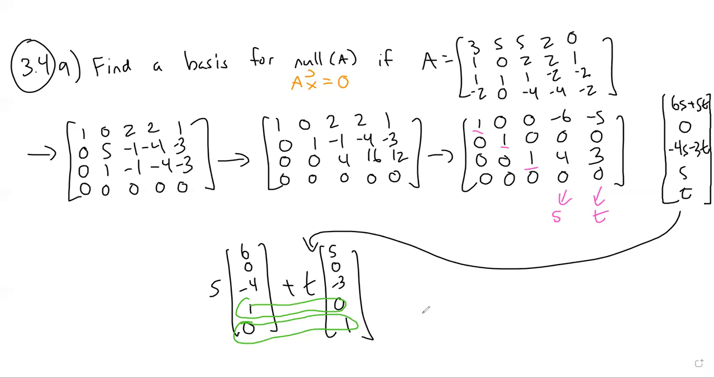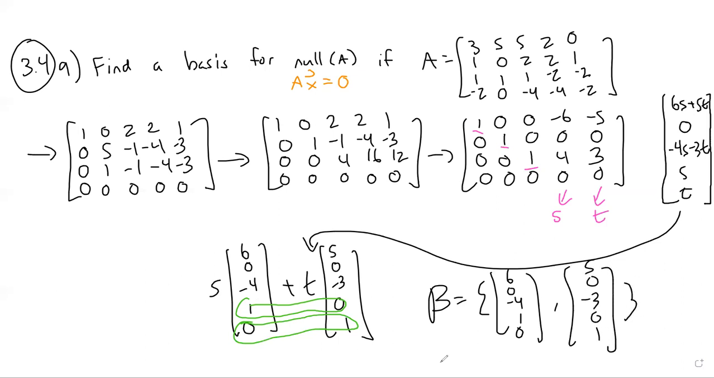So this is my basis for the null space. It's going to be these 2 vectors. And we are done.